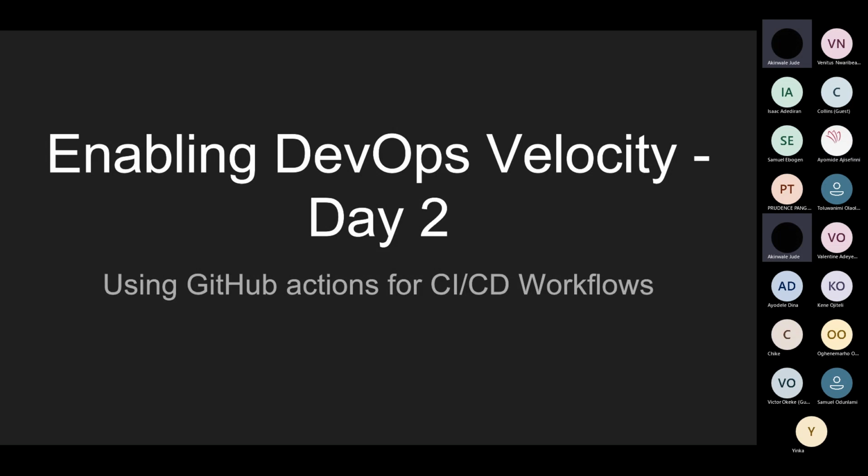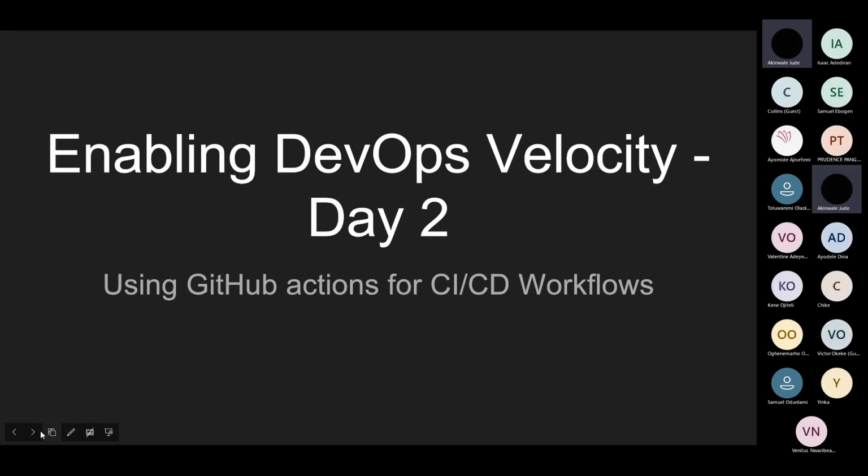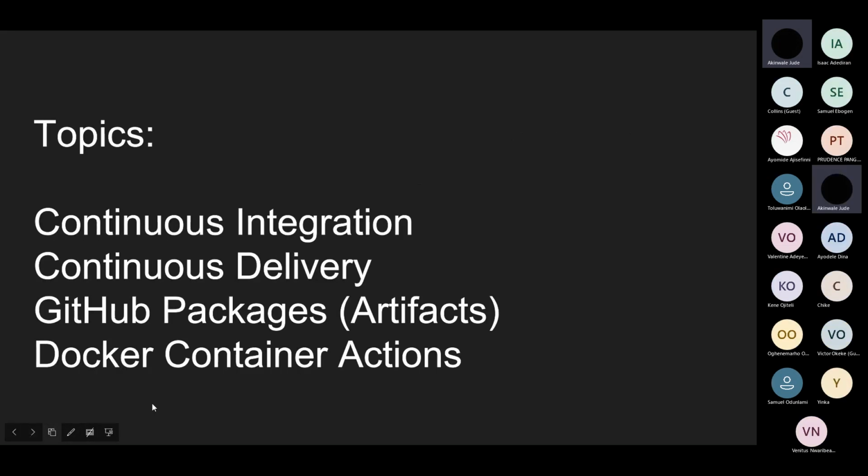Okay, so I'll give us a quick rundown of what we are going to be doing today, what we intend to achieve, how we are going to do it, before we go into the demos. As I said before, we are going to be using GitHub Actions to automate CI/CD workflows. The topics we are going to go through today are continuous integration, continuous delivery, GitHub Packages, and Docker container actions.